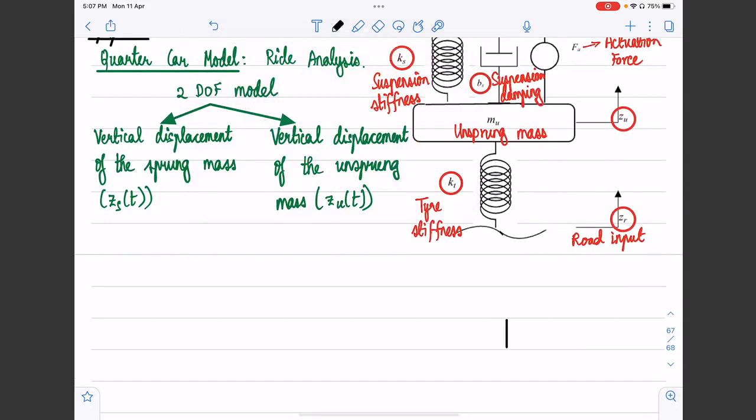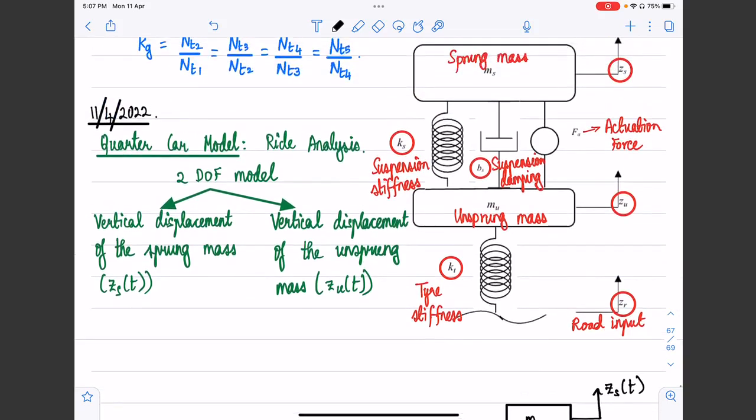So let's go through the process. First, let's consider the sprung mass, denoted by ms. If we were to draw the free body diagram of the sprung mass, please note that the sprung mass vertical displacement is going to be Zs(t). And what are the forces that act on the sprung mass?